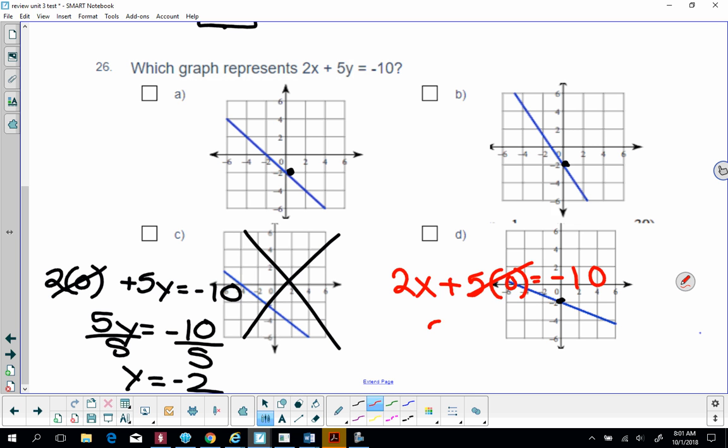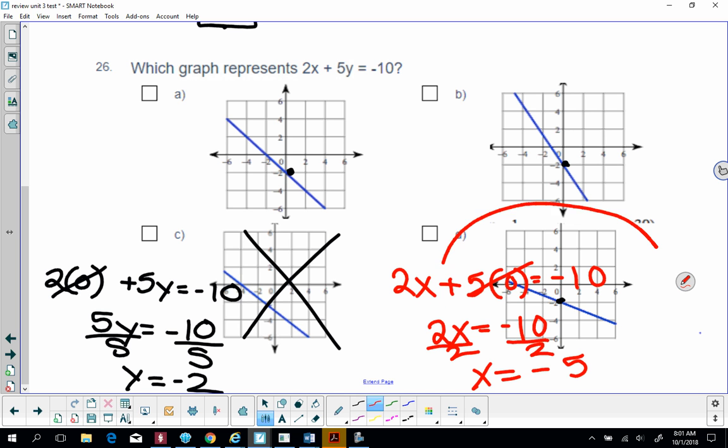And so this would cross out. You get 2x equals negative 10. How do you get x by itself? Divide. And you end up getting x equals what? Negative 5. So which one has an x-intercept of negative 5?